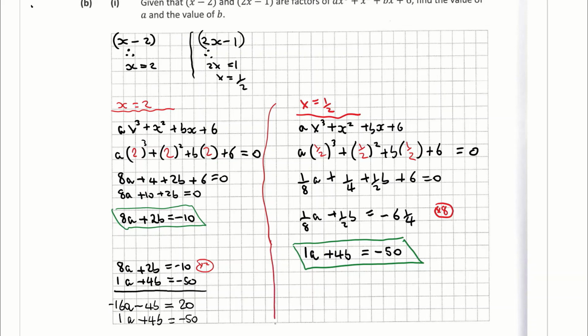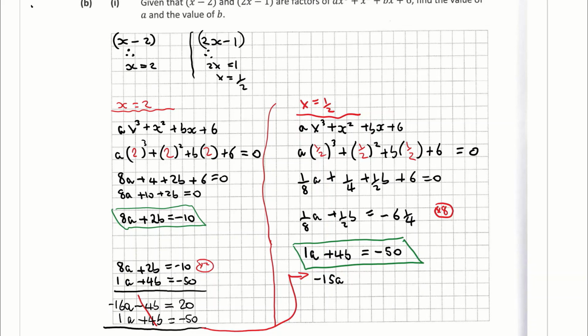Running out of a little bit of space here. When I solve that, my minus 4b and my plus 4b will cancel out. So I'm just going to move it up here. That's leaving me with minus 16a plus 1a, which is minus 15a.